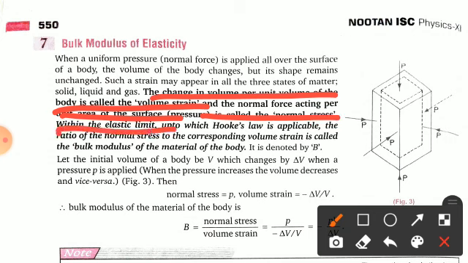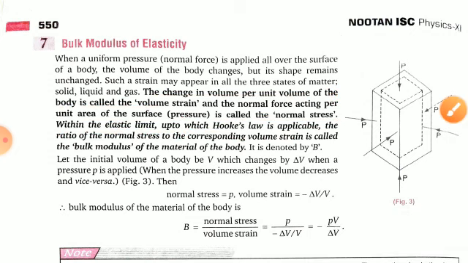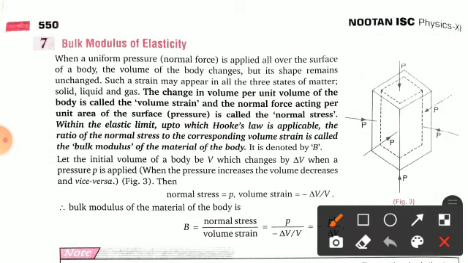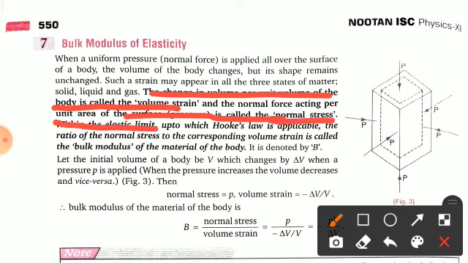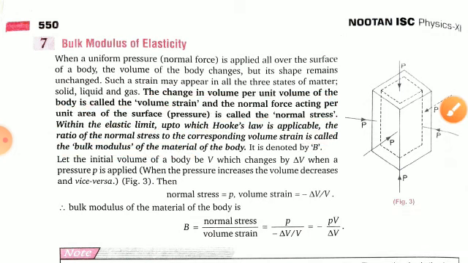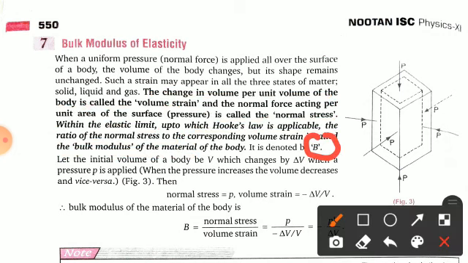So within the elastic limit up to which Hooke's law is applicable, the ratio of normal stress to the corresponding volume strain is the definition of bulk modulus of elasticity. So you can say that the change in volume per unit volume of the body is called the volume strain, and the normal force which is acting per unit area of the surface, or pressure, is called the normal stress. So within the elastic limit up to which Hooke's law is applicable, the ratio of the normal stress to the corresponding volume strain is called the bulk modulus of the material of the body, and it is denoted by capital B. You can see here we denote it like this.